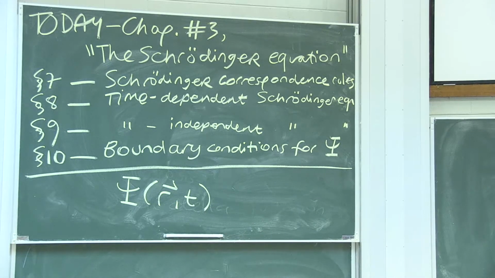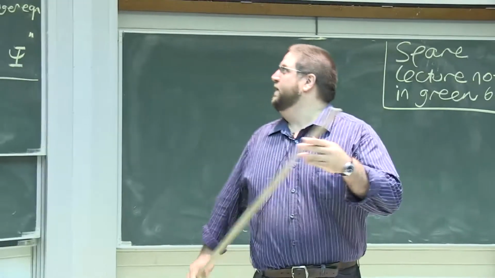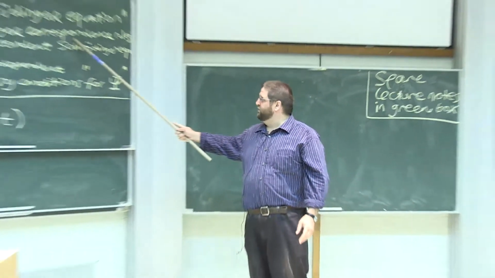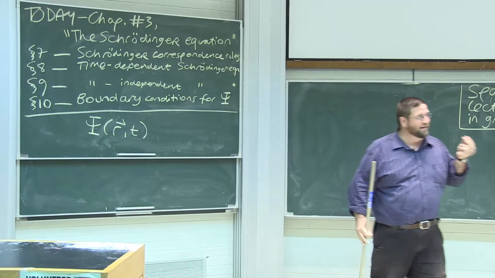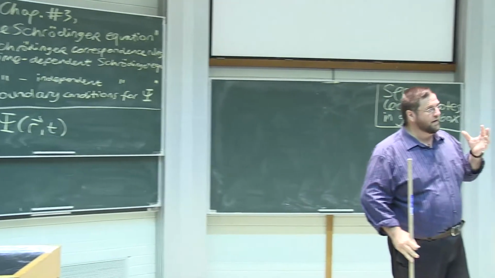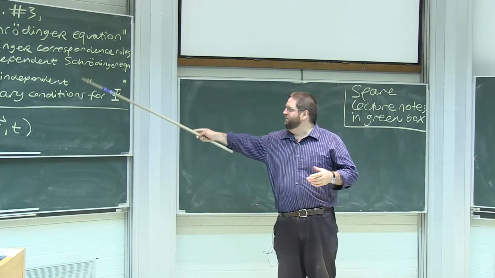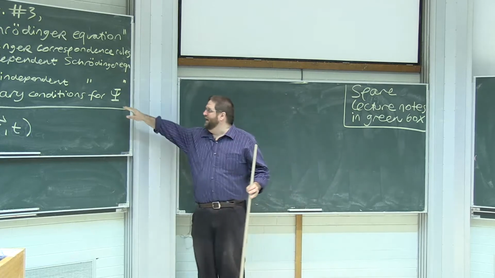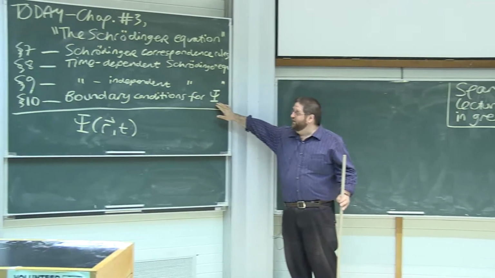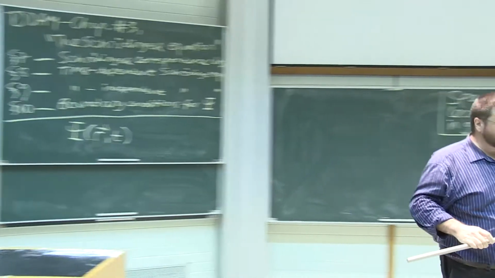So this is chapter 3, or more precisely the first two-thirds of chapter 3. We'll introduce the so-called Schrodinger correspondence rules. These are a particular set of ultimately ad hoc rules that will let us construct the Schrodinger equation. This will have two forms, a time-dependent and a time-independent form. Then we'll, again in an ad hoc way, state dogmatically the boundary conditions, certain conditions that the wave function must obey.